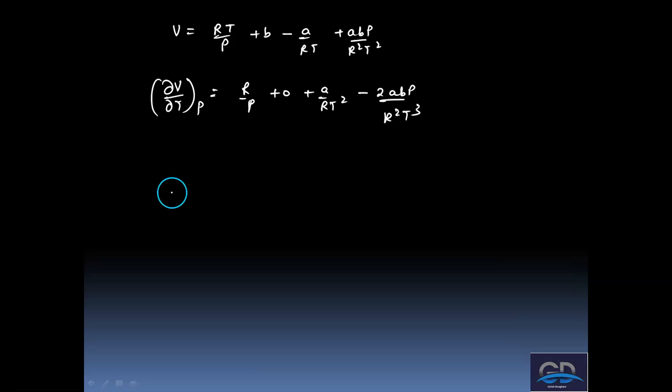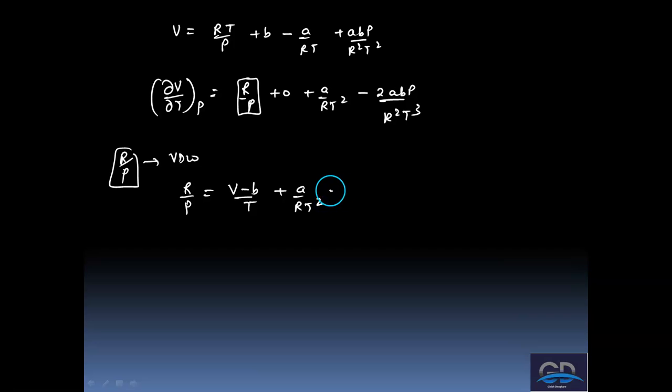Okay, now R by P we will take from the van der Waals equation. So if you rearrange, you can stop the video and do this step additionally in your copies. So R by P from van der Waals equation we get as V minus B by T plus A upon RT square minus ABP upon R square into T cube.